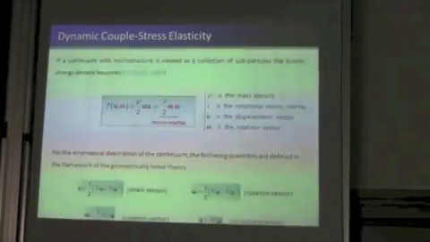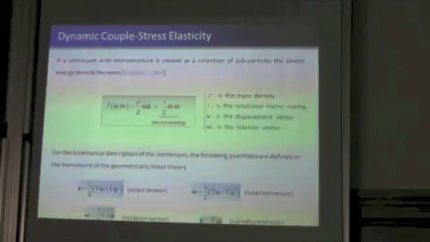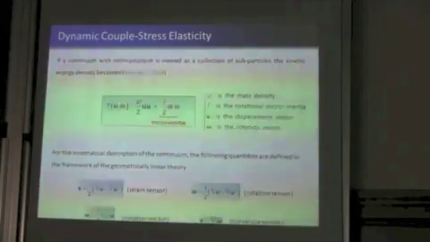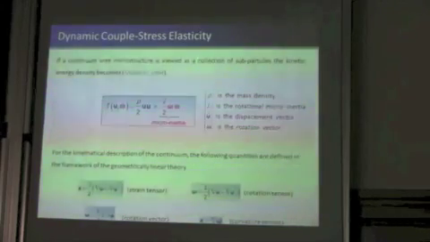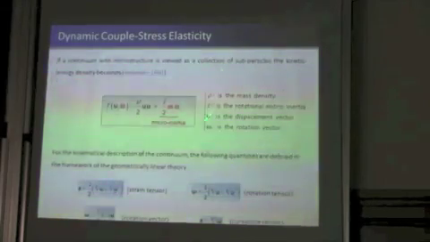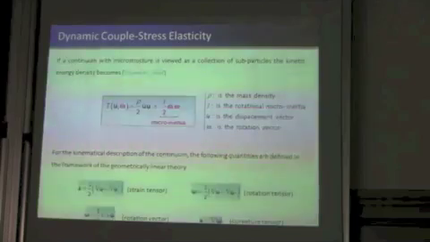If a continuum with microstructure is viewed as a collection of subparticles, the kinetic energy takes the following form in dynamic coupled stress elasticity, also known as Cosserat elasticity with constrained rotations. The first term here is the classical inertial term that we have also in the classical theory, and the second term involving the spins is the microinertia term, which is not encountered in the classical theory and reflects the more detailed description of motion in the present theory.